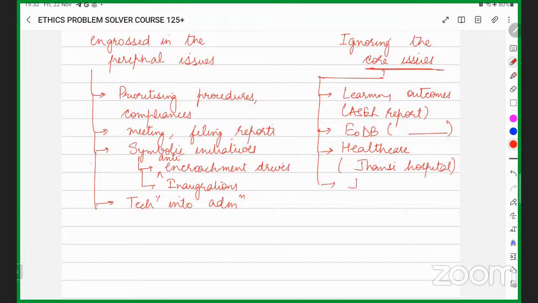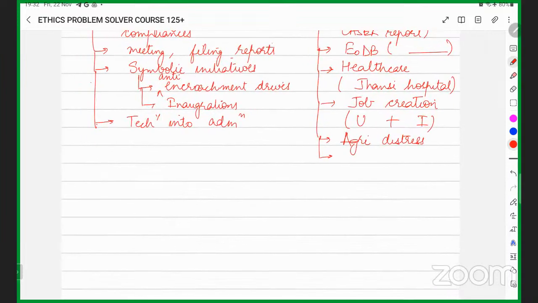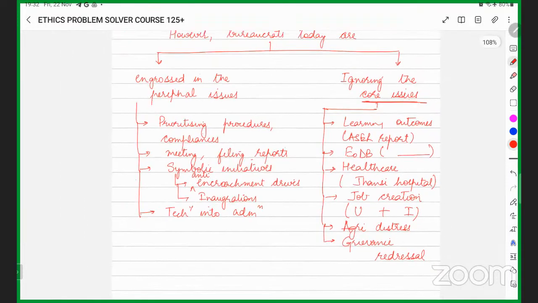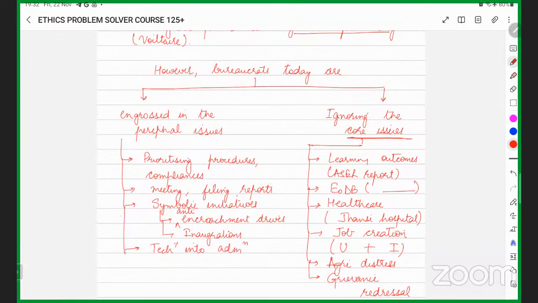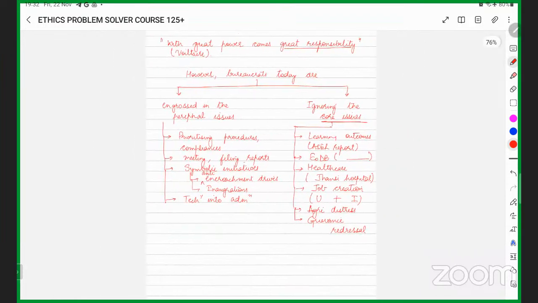What are the other things? Job creation. But in our nation, what the problem is? Unemployment plus informalization. Other core issues, agri distress. What could be other? You can write grievance redressal. You have poor grievance redressal. Right. So you don't have to write this many points in the exam, but I'm just telling you what the approach should be or what your framework should be while writing the answer.